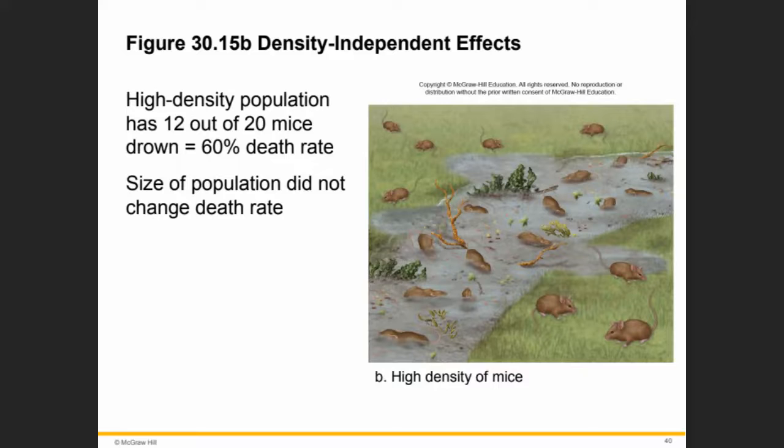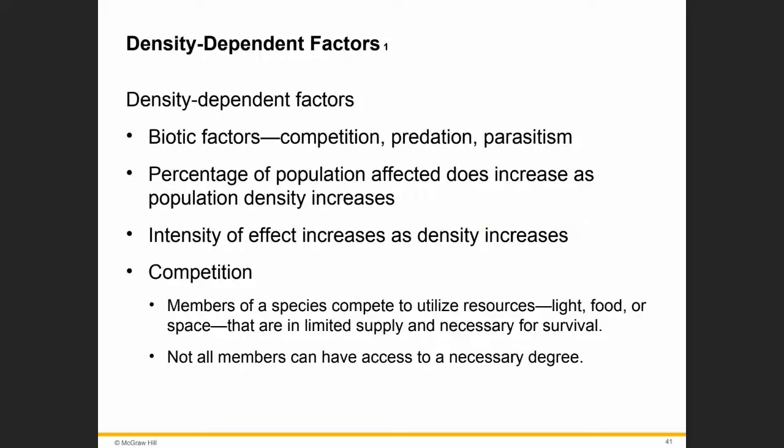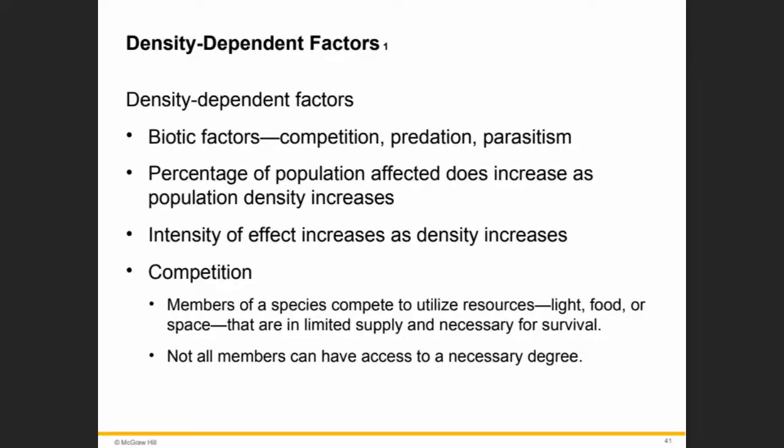Now let's look at the density dependent factors: competition, predation, parasitism, those are the biotic factors. The percentage of the population affected increases as population density increases, and the intensity of the effect increases as density increases. What does competition mean? It's when they compete to use the same resource like light or food.